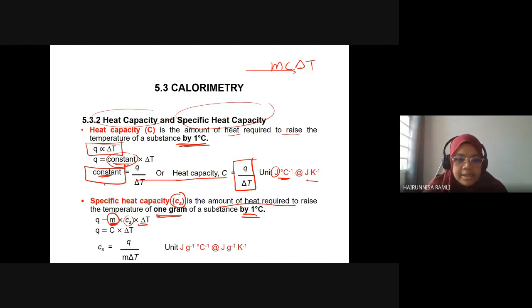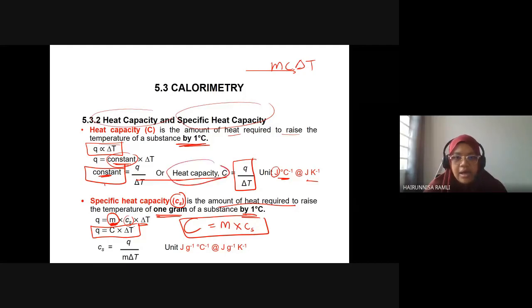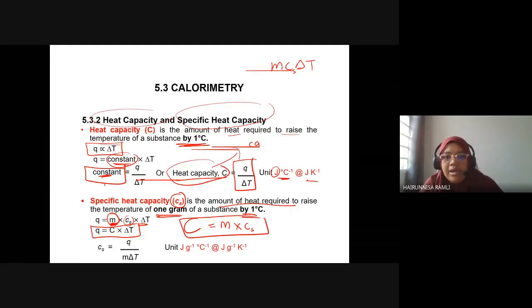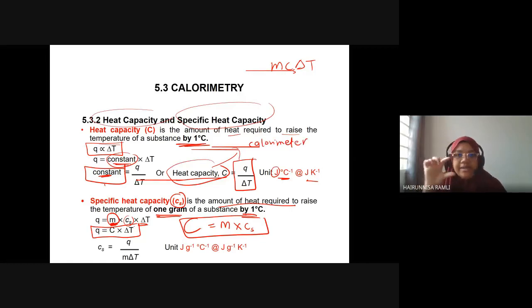Okay? So you nampak tak? MCS delta T, this one is QC delta T. So basically C is actually M darab dengan CS. Okay? Because bila dia dah include. Sebenarnya basically heat capacity normally given for the calorimeter. Device tadi kan, device calorimeter tu dia akan bagi dalam bentuk heat capacity. Biasanya kalau macam ni, bila they have constant mass lah. Maksudnya dalam kes kat sini, calorimeter kan, you tak adalah nak ubah-ubah mass calorimeter tu tak? Specific. So you cari terus the value of C calorimeter tu. Okay, mass tu dia dah include lah sebenarnya dekat dalam tu.